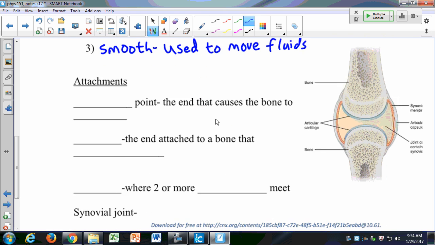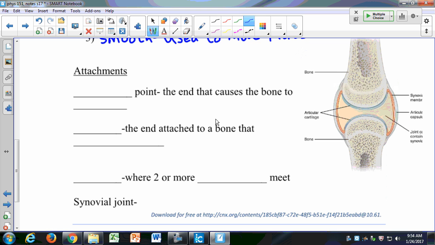Mainly we're talking here about the skeletal muscles. We have two points. We have the insertion point. This is the point where the muscle is attached that causes the bone to move. And then the origin is the end attached to a bone that doesn't move.